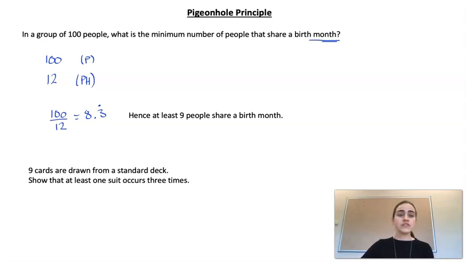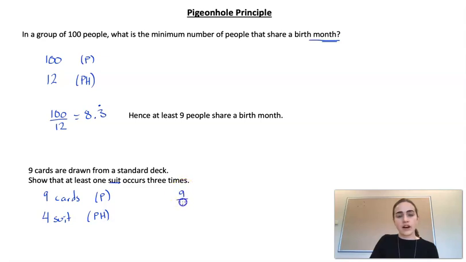Our second example says we've got 9 cards drawn from a standard deck. We want to show that at least one suit has to occur 3 times. So again, we're going to identify our pigeons and our pigeonholes. Our 9 cards are our pigeons, and we're looking at the suits in this case. There's 4 suits: diamonds, hearts, clubs, and spades. So those 4 suits are going to be our pigeonholes.